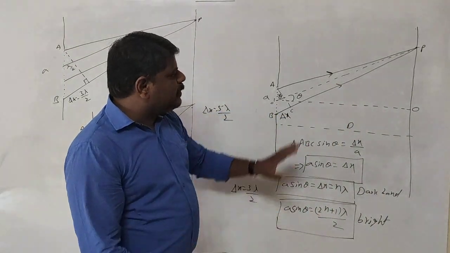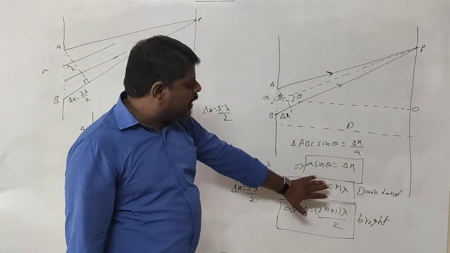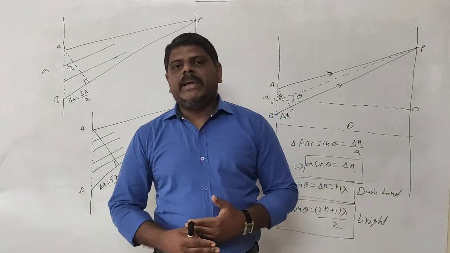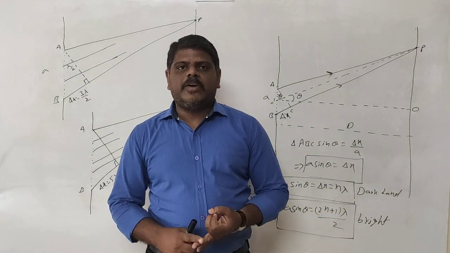Today we discussed how the bands are going to be produced, what the path difference conditions are, and based on this path difference condition, how we can explain how the bright bands and the dark bands are produced here.